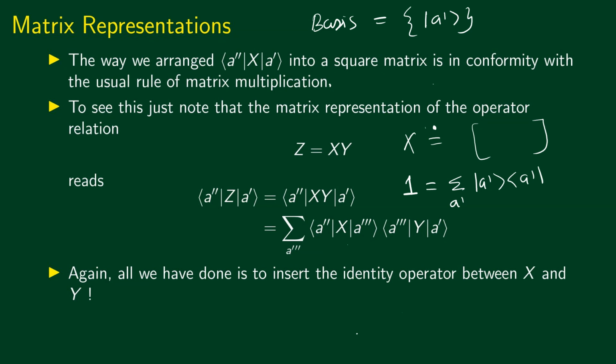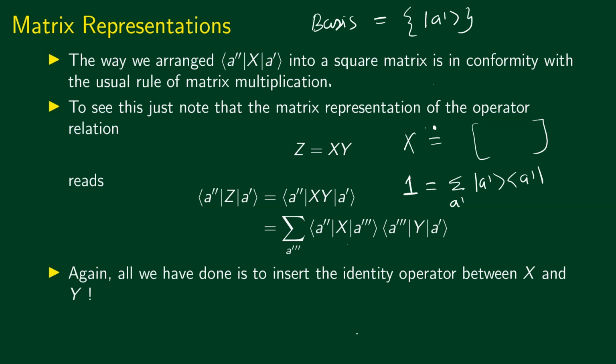Whenever we got stuck, we just introduced a one. When we started, we introduced an identity operator on both sides. That's how we learned that we could represent the operator as a matrix. Actually, that's all we have done, and we saw that this matrix representation is in conformity with the usual rules of matrix multiplication.